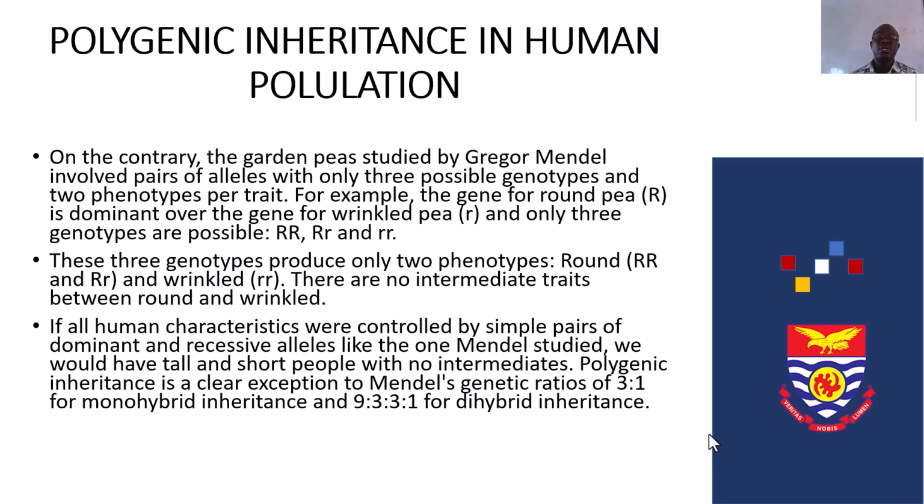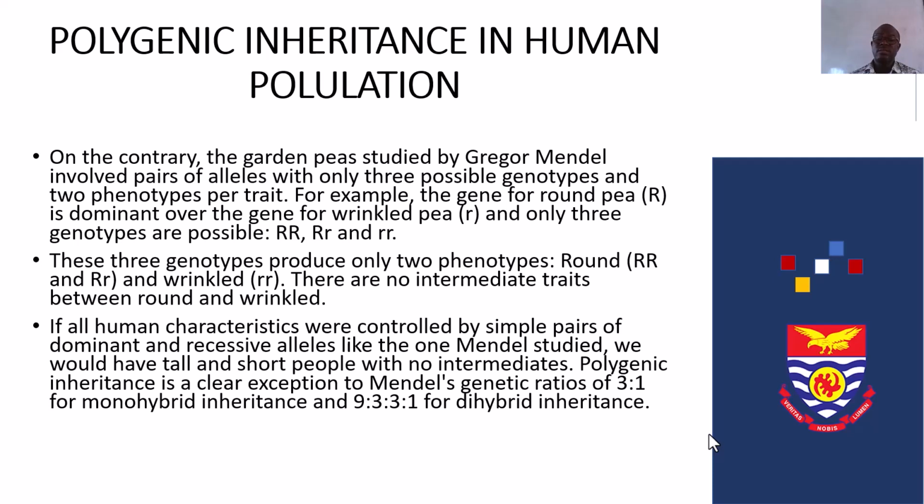For example, the gene for round pea, dominant R, is dominant over the gene for wrinkled pea, that's recessive r, and only 3 genotypes are possible: dominant RR, Rr, and recessive rr. These 3 genotypes produce only 2 phenotypes: the round, that's dominant, and wrinkled. There are no intermediate traits between round and wrinkled.